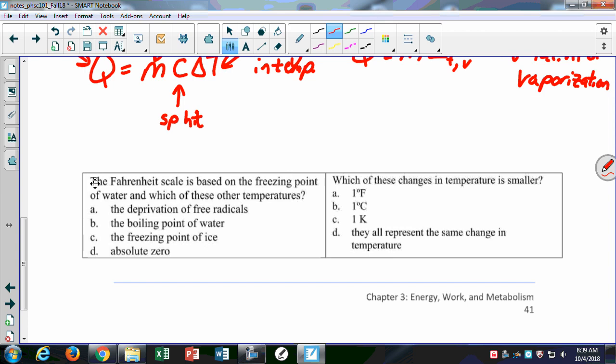Which of these changes in temperature is smaller? If I have a change in temperature of a degree Fahrenheit, a degree Celsius, or 1 Kelvin, or do they all represent the same change in temperature? Which is smallest? 1 through 4. I'm seeing some ones, a Fahrenheit, and that's right. A degree Fahrenheit, because the Fahrenheit scale is between 32 and 212, that means I have a bunch of little bitty tick marks between those because there are 180 tick marks. Whereas for the Celsius scale, it's 0 and 100, so I just have 100 tick marks on that. So the Fahrenheit is a smaller change in temperature.